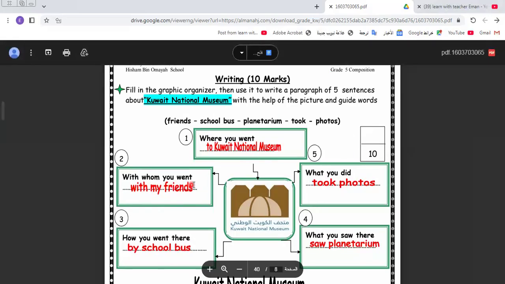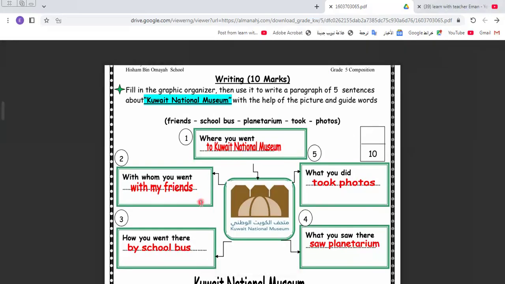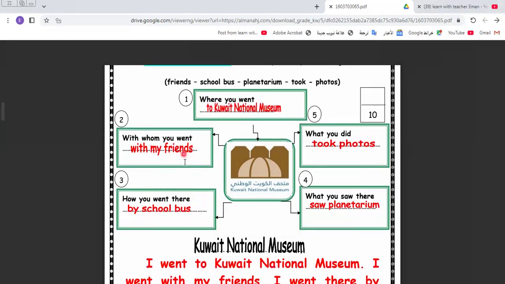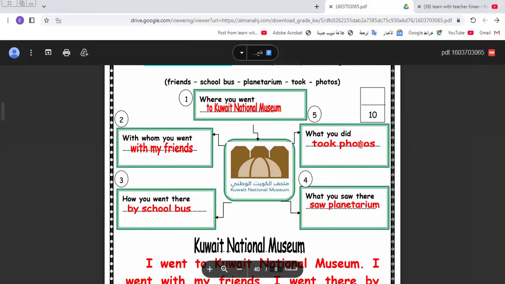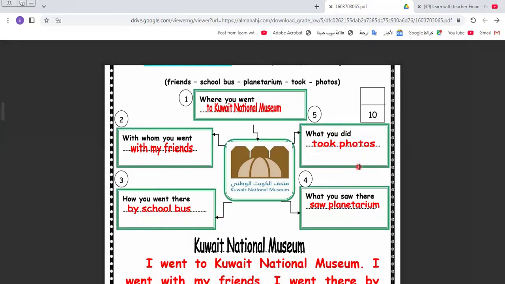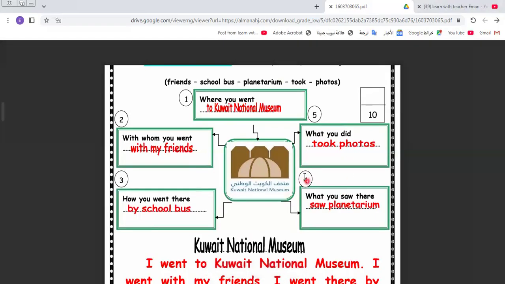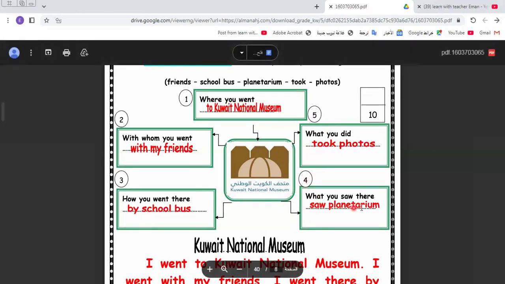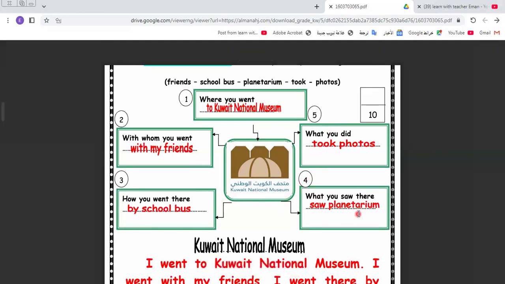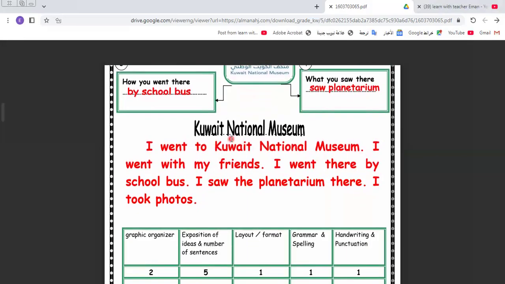Next one: with whom did you go? I ask about the person that we went with. With my friends. How did you go there? By school bus. What did you do? Took photos. We took photos. So I make a replacement, I replaced "form" instead of. What did you see there? The planetarium. Then what did you do? Took photos.